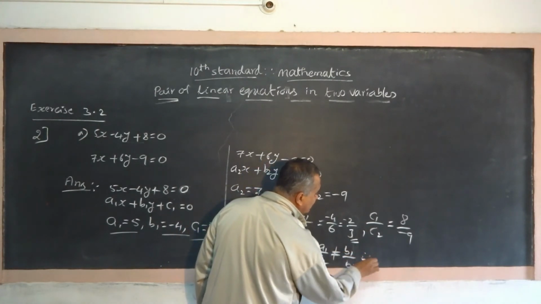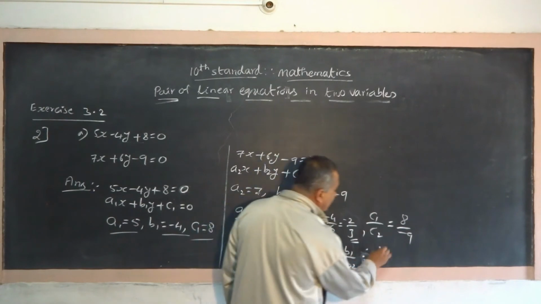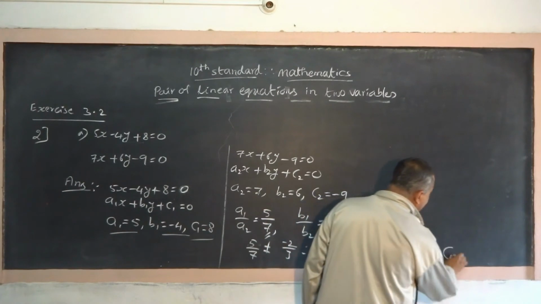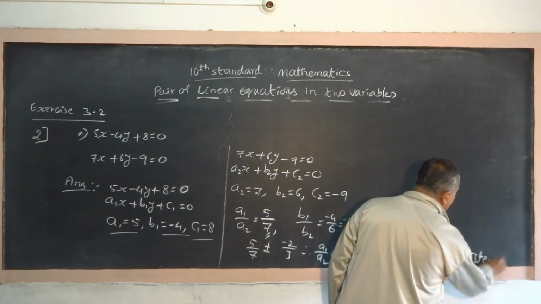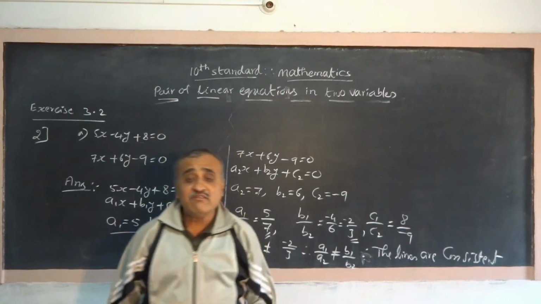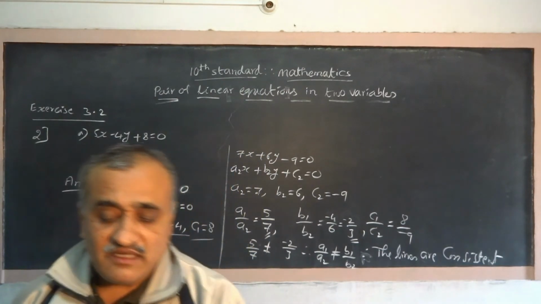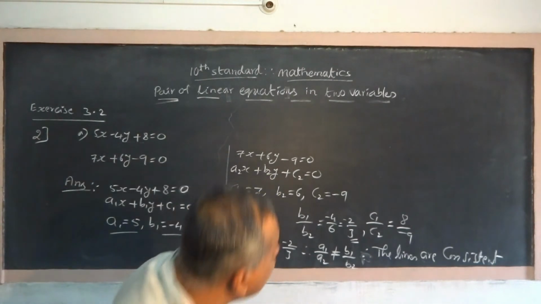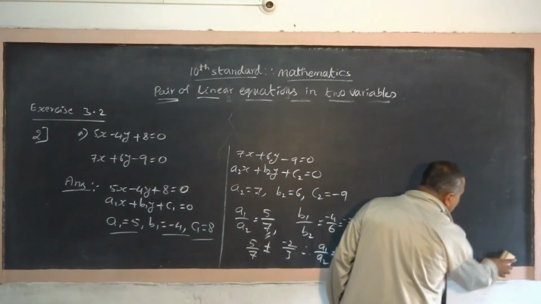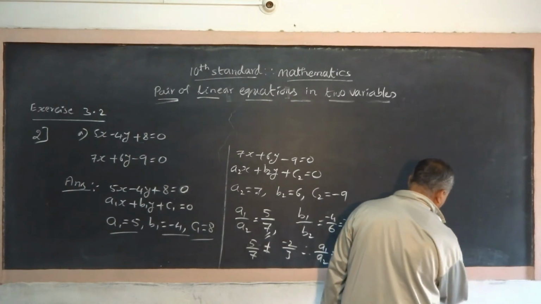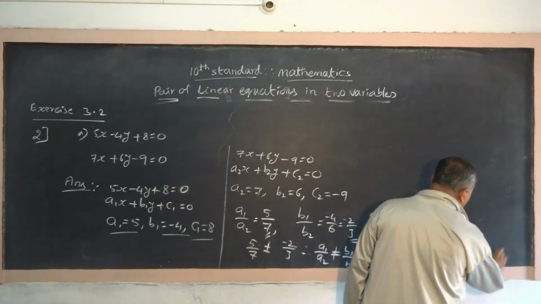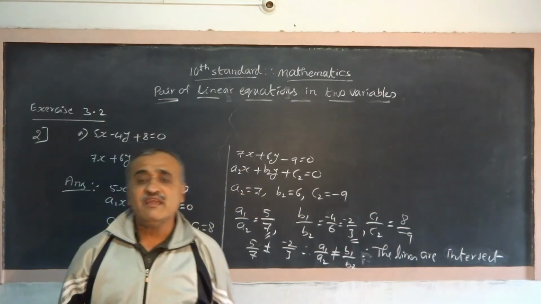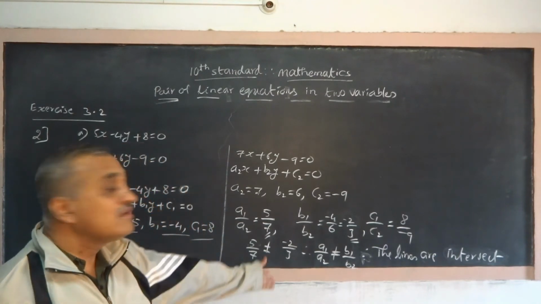Therefore, the lines are consistent. What does consistent mean? They have a unique solution. That is, the lines intersect. The lines are consistent. How do they intersect? If a1/a2 is not equal to b1/b2, then they intersect. This is how you should solve it.